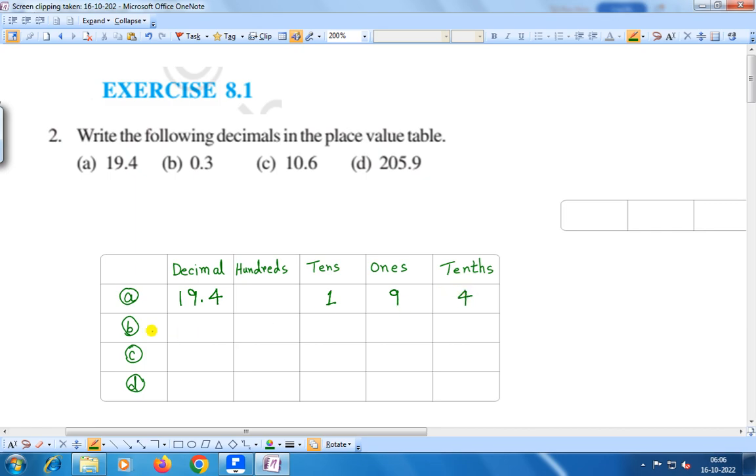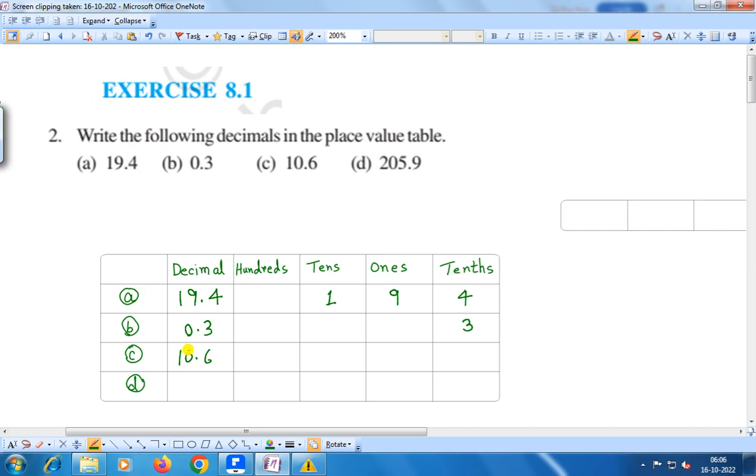Now question number B is 0.3. Here you see the place value of 3. The place value of 3 is tenth. Therefore, we write the number here as 3. Right? Question number C is 10.6.